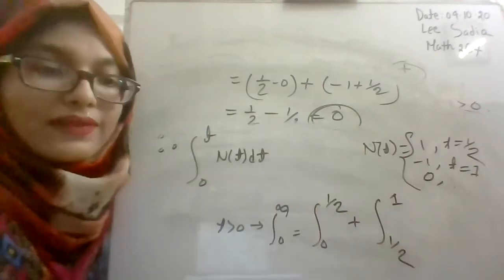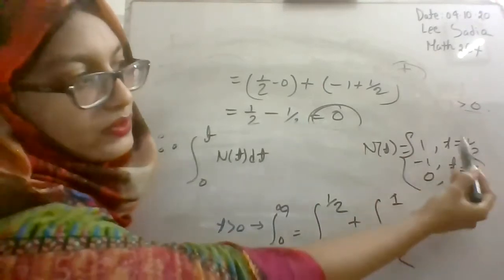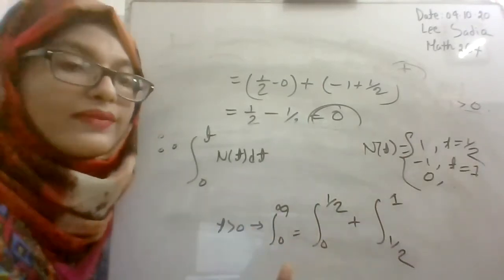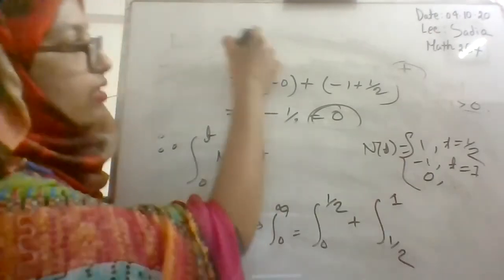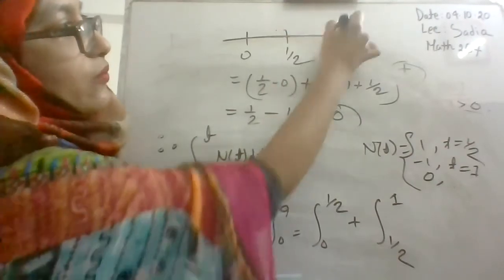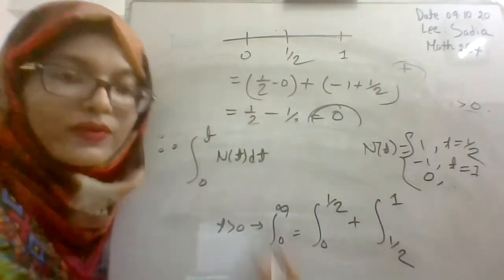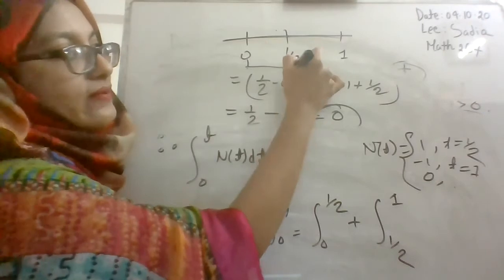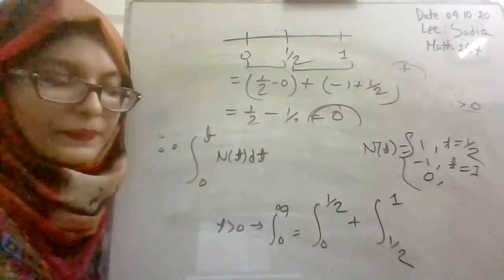Since it is a null function, for a null function you have to consider the first limit from 0 to half and the second limit from half to 1. If you consider this on a straight line 0, half, 1, then for the particular values of the null function you have to consider this as a sub-interval and this as a sub-interval.